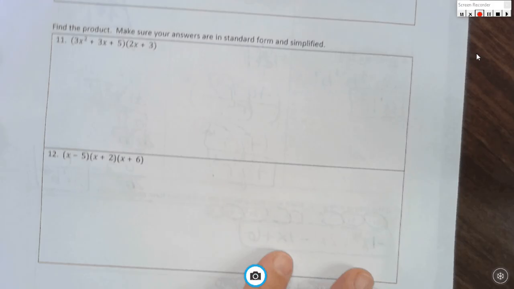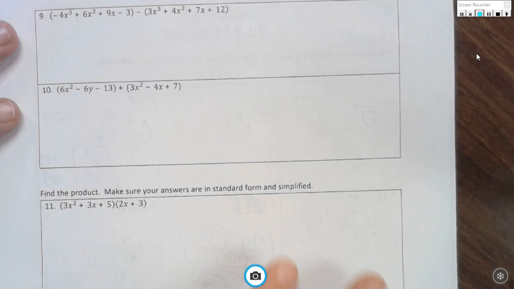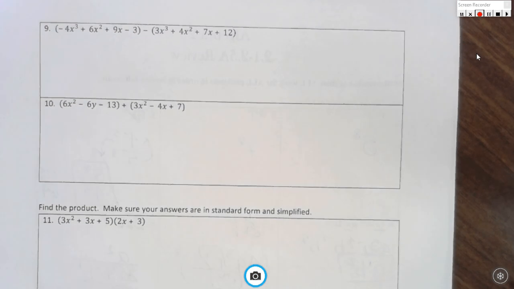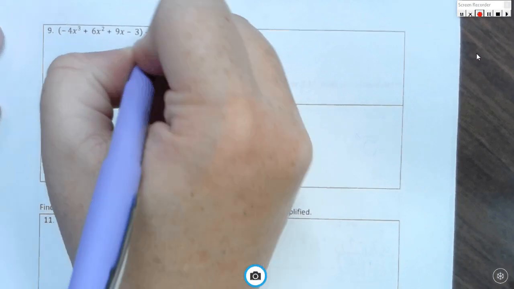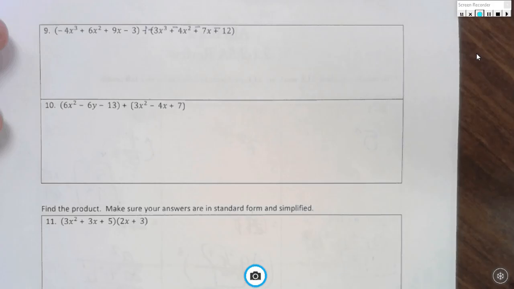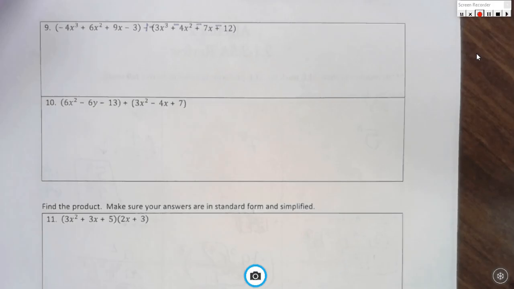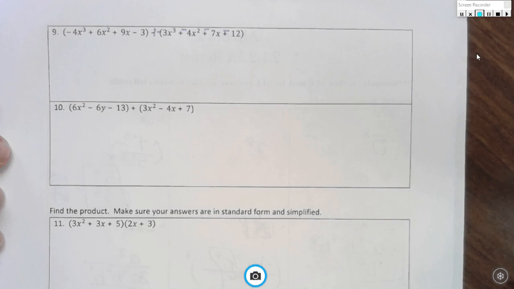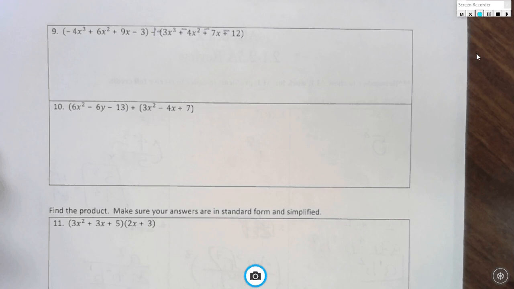Let's do number 9. Again, number 9 being a subtraction problem. So I'm going to do same, change, and I'm going to change the sign of every single value in the parentheses that follow. What I'm really doing is distributing a negative 1 through to everything in the parentheses there. All right, so let's combine our like terms.